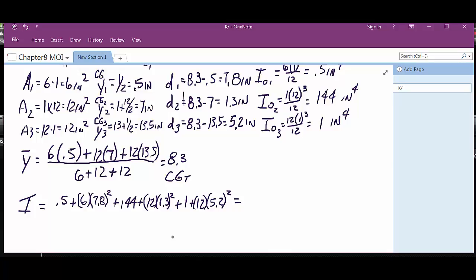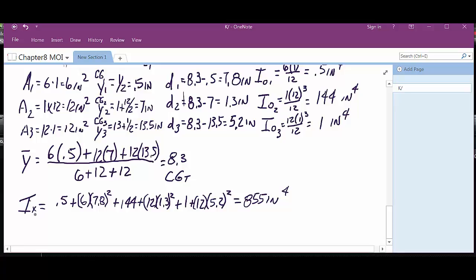And you punch all that in, and hopefully you get something like what? 855. Yeah. So what you got? Yes, sir? So we only use IOX? Well, this is the moment of inertia about the x-axis. If we were trying to do it about the y, then we would have to use the y calculations.